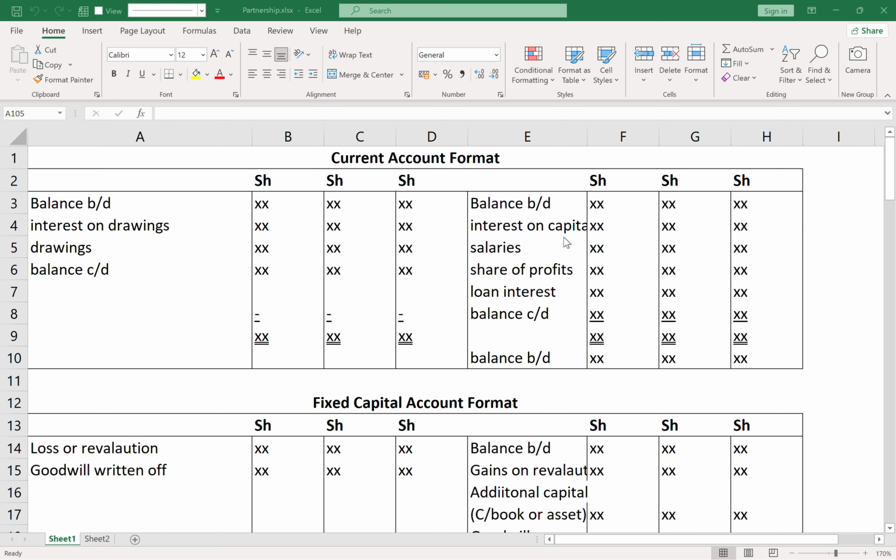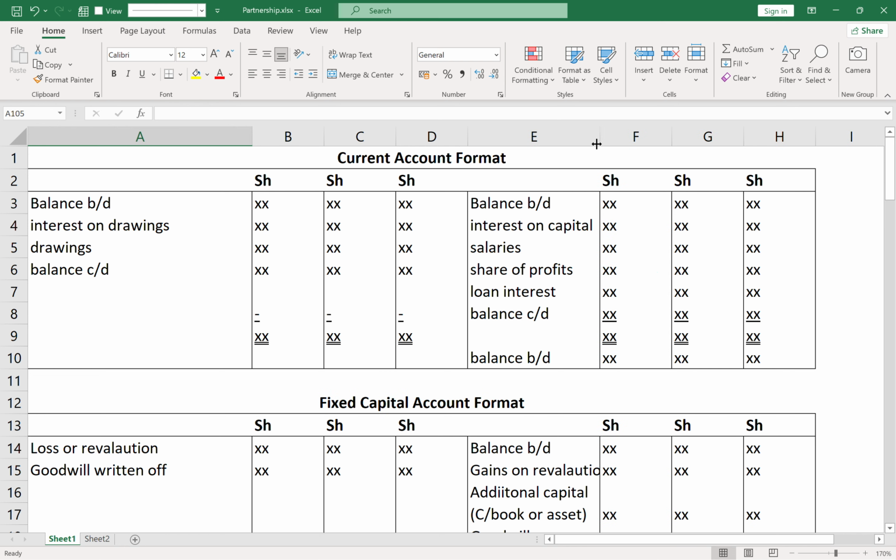On the right hand side, the credit side, you have the balance brought down, as you can see, and the interest on capital. Then the salaries, the share of profits, and their own interest. So both sides shall have the balance carried down. The difference is what we write below the balance brought down, the difference of either of the two sides. So this is the format for the current account.